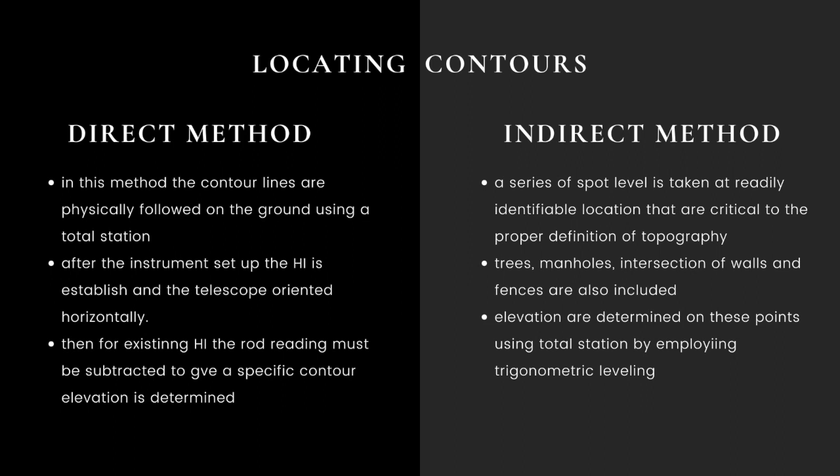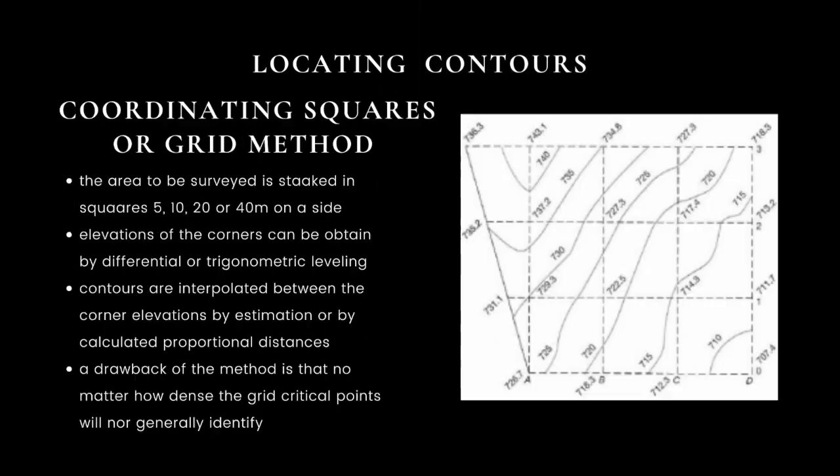The horizontal position of these points is measured or computed, and the points are plotted on the plan. The contours are then drawn by the process called interpolation of contours from the levels of the guide points. For the indirect method, there is a method called the coordinating square or grid method.